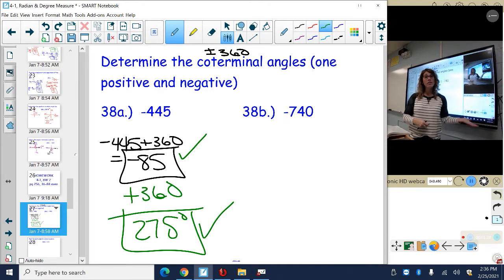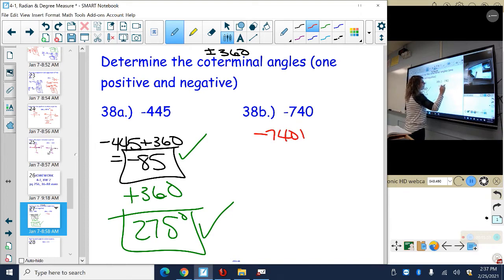Could I have subtracted 360 to get a larger negative number? I absolutely could. But the directions said to simply give me a positive and negative coterminal angle. So you need your brain to understand that there are infinitely many coterminal angles because you can constantly do another revolution around the wheel of your tire in your car. Okay? Here we go. Same thing.